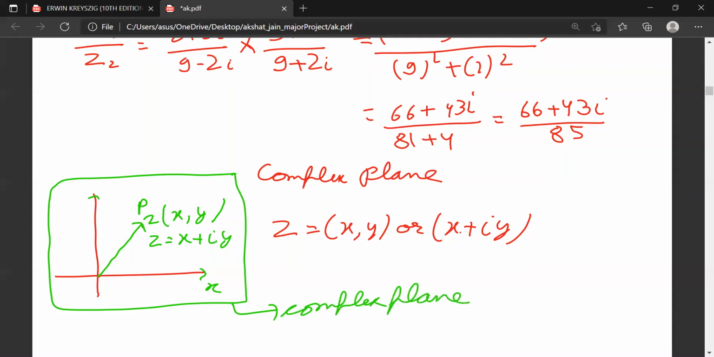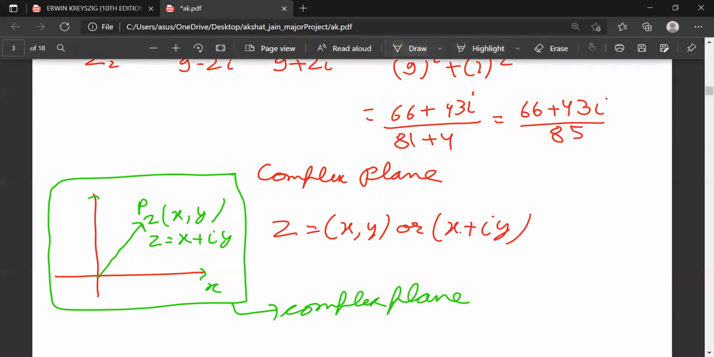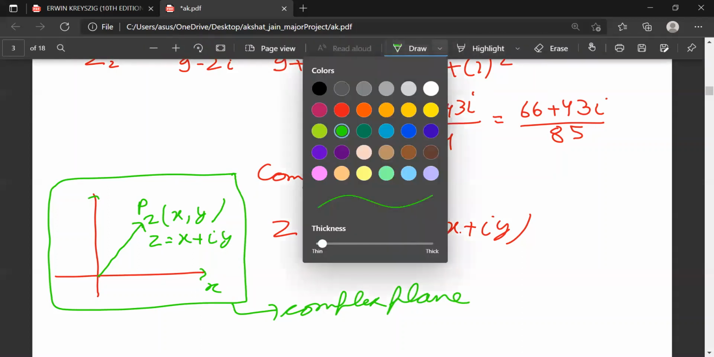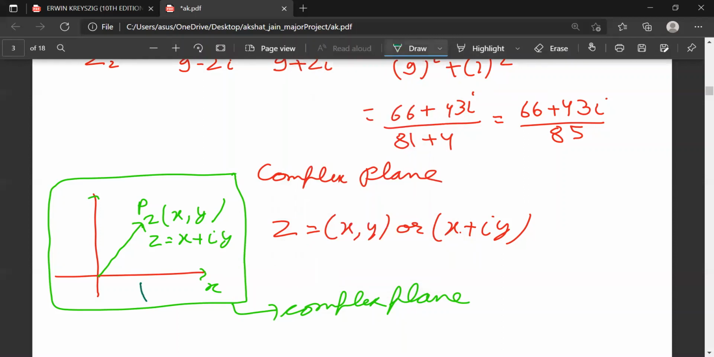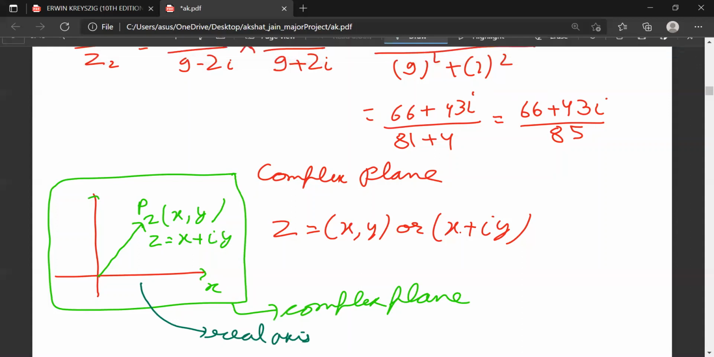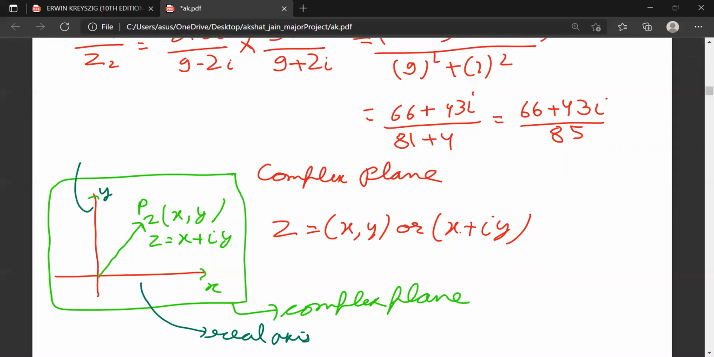In the complex plane, this axis is known as the real axis, because here we are putting the values of x and x is real. And here we are putting the values of y, so this is known as the imaginary axis.